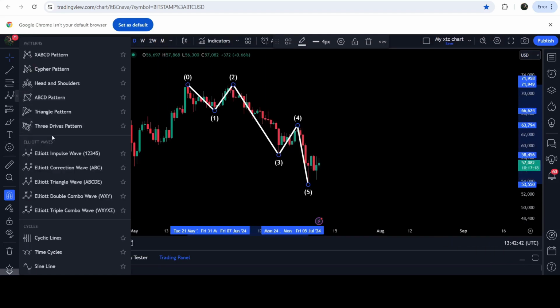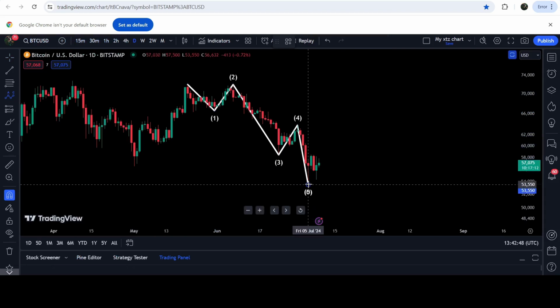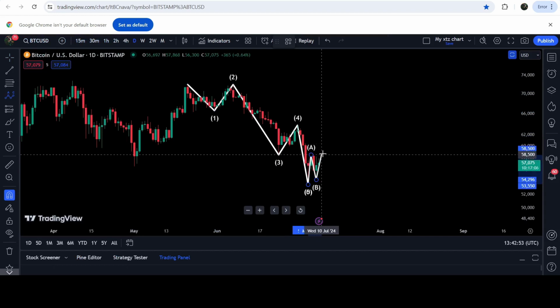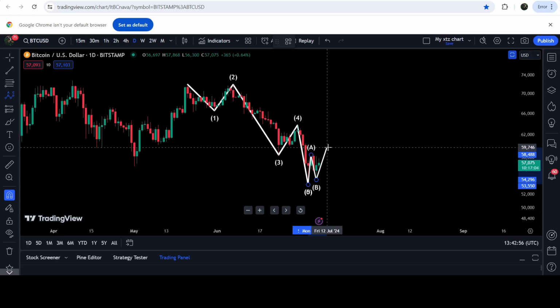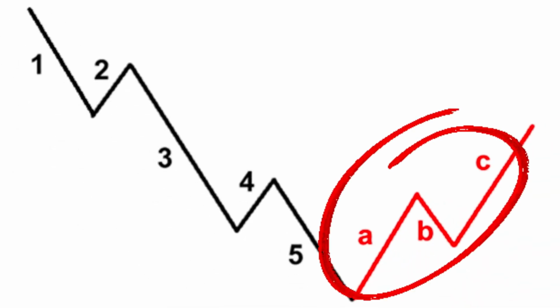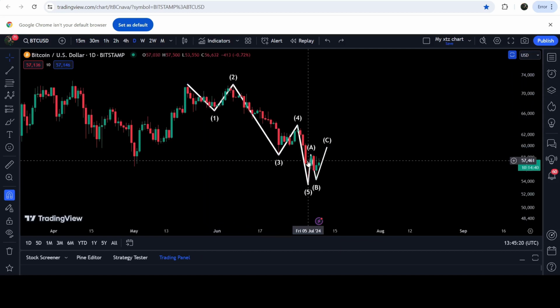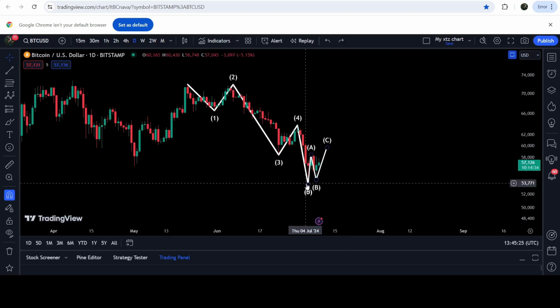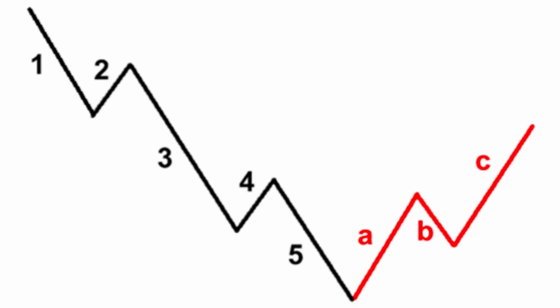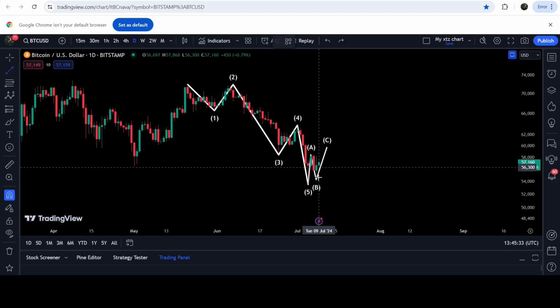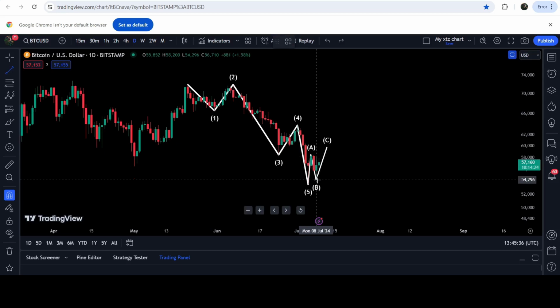Now this can be the ABC correction that I was telling you about in my previous video as well. This was the correction wave A, and then B. And now we are catching the wave C. By the way, identifying the ABC correction wave is more difficult than identifying this Elliott wave 1, 2, 3, 4, 5 structure. And if we are catching the right correction wave, so far so good, you can see that it is exactly like the ABC correction pattern, then this C wave can be at least equal or longer, because usually it can be longer than wave A.